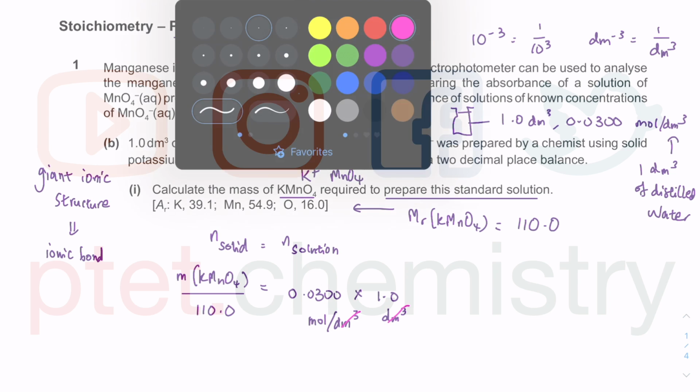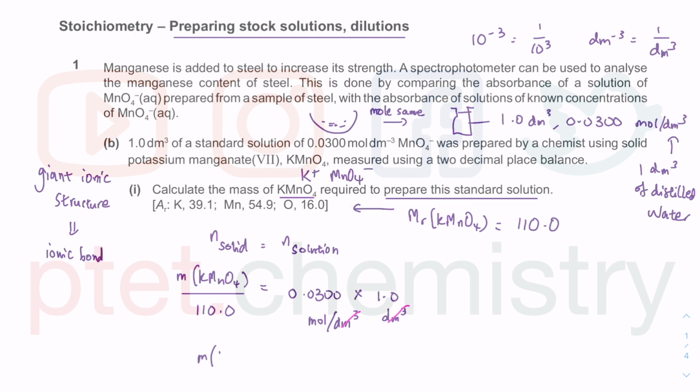Okay, so I want the mass of KMnO4, so you will multiply by the 110.0. Before I press my calculator, I will always express myself very clearly first. Then when the time comes, I just need to press my calculator and I get 3.3 gram. However, if you read the question carefully, it says using a 2 decimal place mass balance. I'm pretty sure you might miss that if you didn't read carefully.